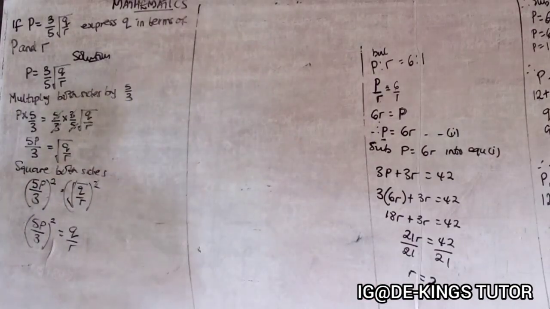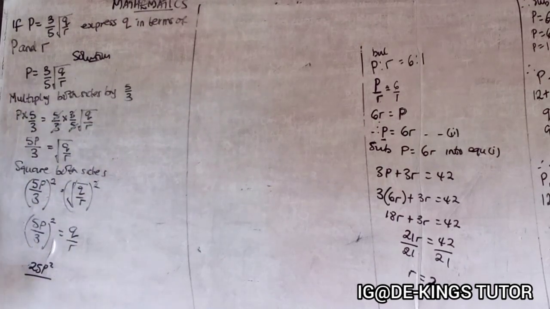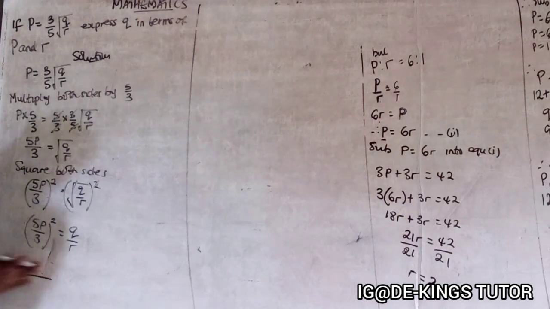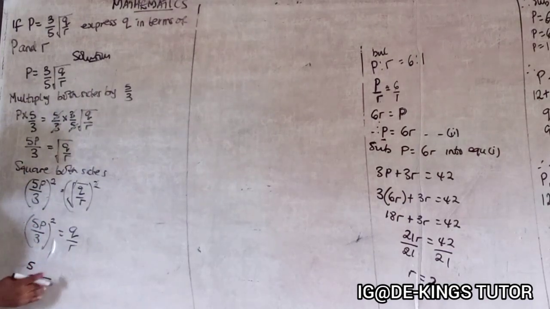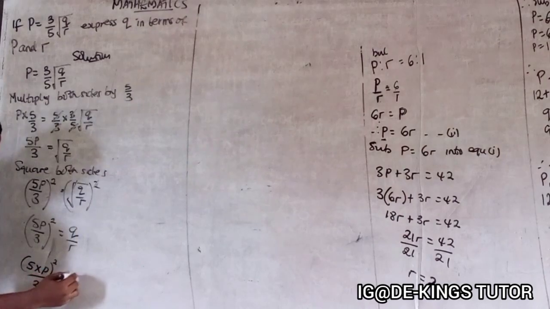So from here, we have 5P squared. It's 5P, so it's 5P all squared, which is 5 times P all squared over 3 squared. 5 squared is 25, so you put the 25 and you still repeat the square for the P, which has the same square. And 3 squared is 9. This equals Q over R.